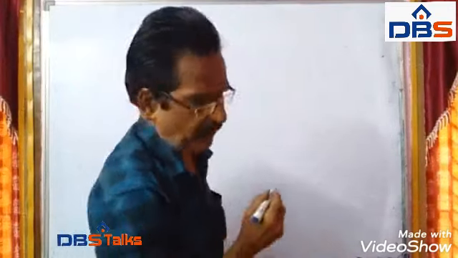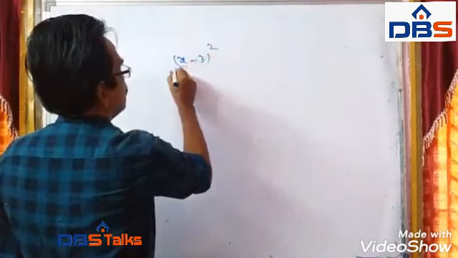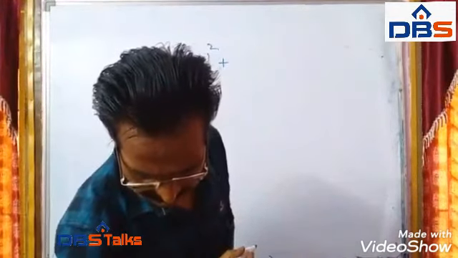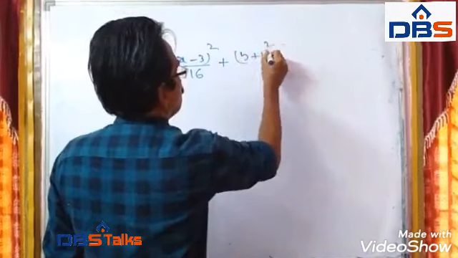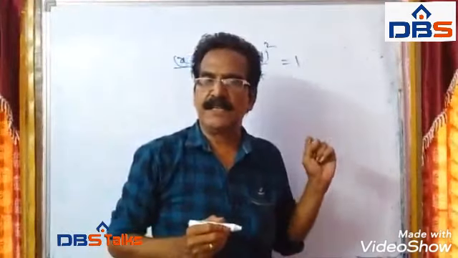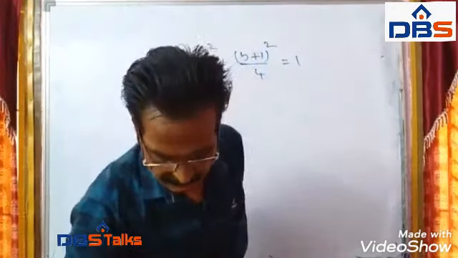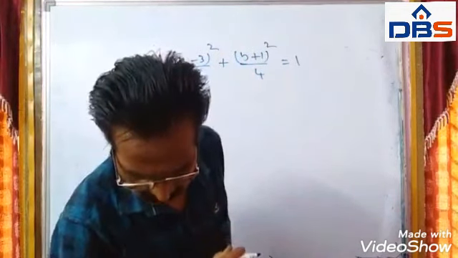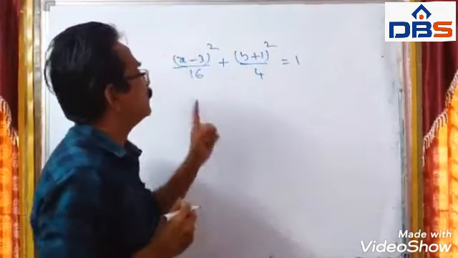x minus 3 whole square by 16 plus y plus 1 whole square by 4 is equal to 1. This is the equation of the ellipse with the center H comma K. What are to be found? Vertices and co-vertices and foci, etc. Let us find this.